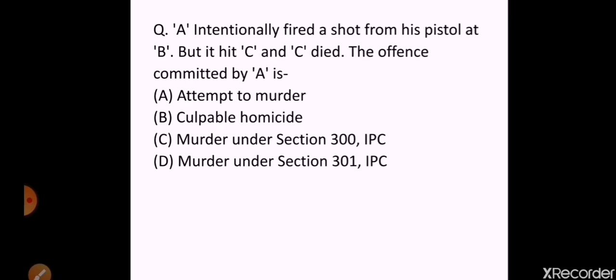The next question is: A intentionally fired a shot from his pistol at B, but it hit C and C died. The offence committed by A is: A, attempt to murder; B, culpable homicide; C, murder under section 300 of IPC; D, murder under section 301 of IPC. So the correct answer is option D, that is murder under section 301 of IPC. This is again the transfer of malice.